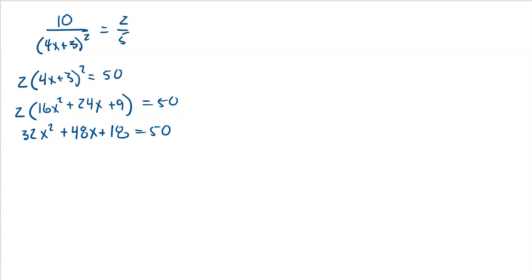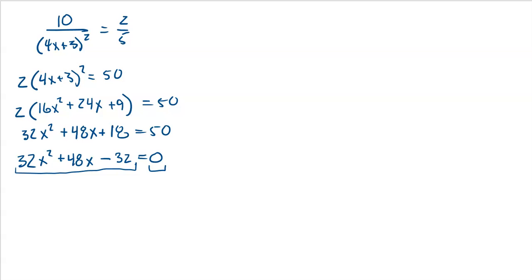Then remember, this is a quadratic. To solve a quadratic, I got lots of options, but again, I got to get a 0 on one side, so I'm going to subtract that 50 over. 32x squared plus 48x, subtract that 50 over. 18 minus 50 is negative 32 equals 0. Now, I'm going to give you 3 different ways that you could solve this for x to get the x value that I'm looking for. 1, factor. 2, quadratic formula. 3, graph this in Desmos or on your calculator and find the zeros, because where this function crosses the x-axis is where it's equal to 0, so those would be your answers.